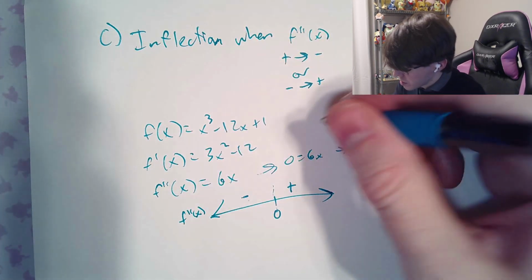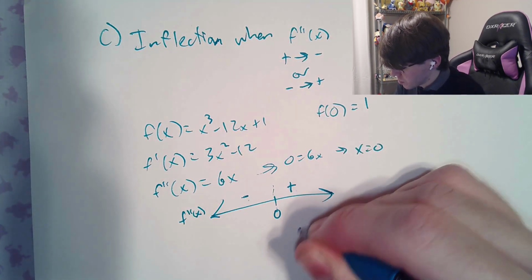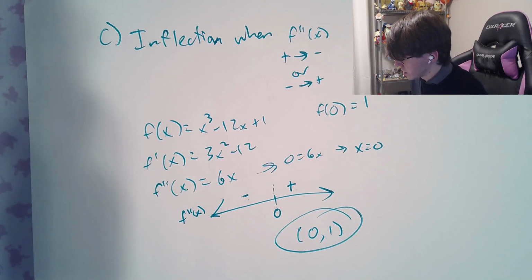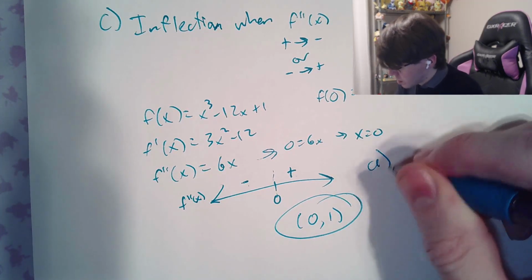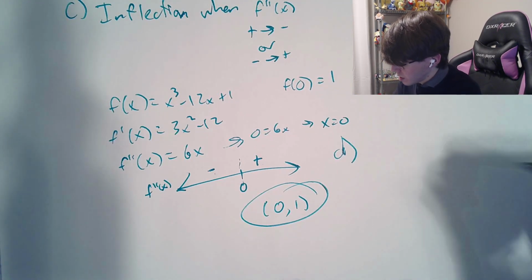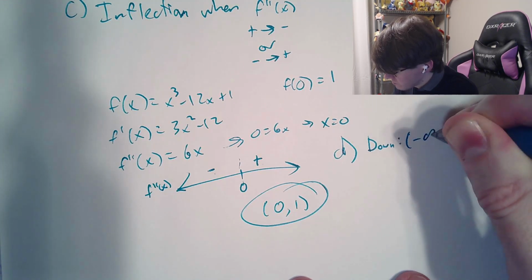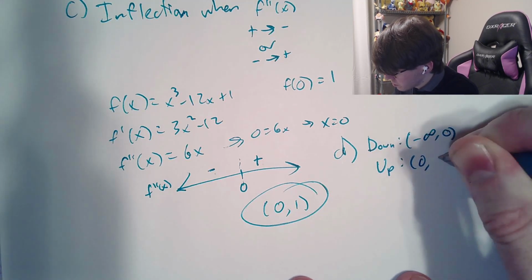So plugging 0 into the original equation, f of 0 is equal to 1. So our inflection point is going to be (0, 1). Letter D, intervals of concave up and concave down. We pretty much already did that. Our down part is going to be negative infinity to 0, and our up part is going to be 0 to infinity.